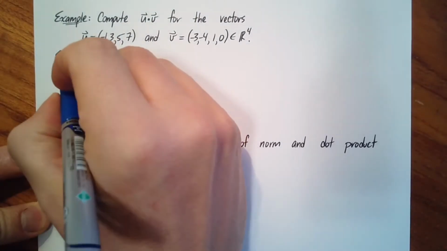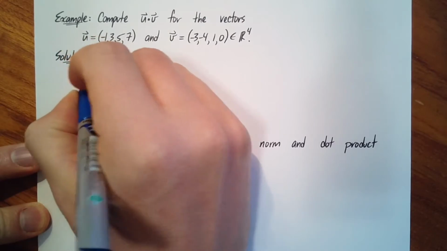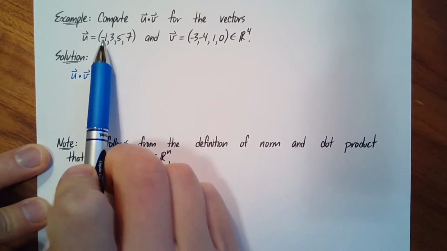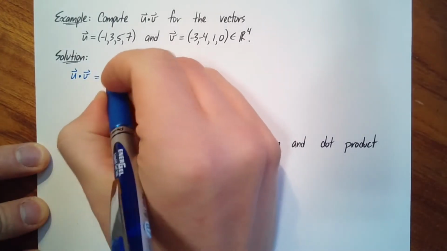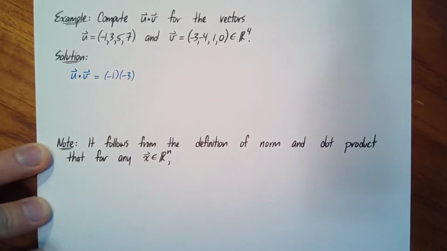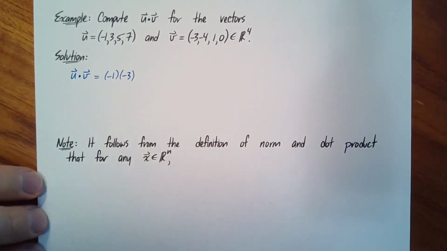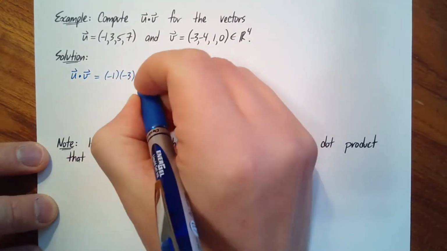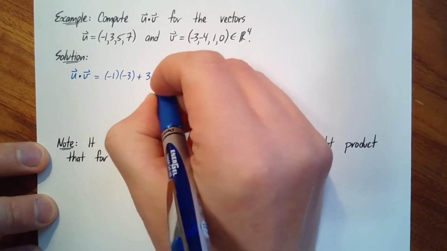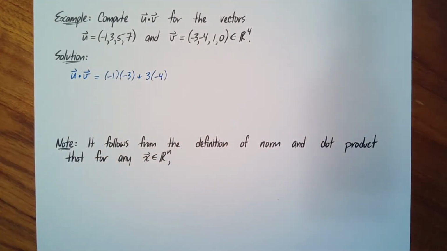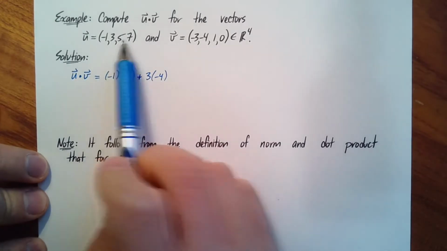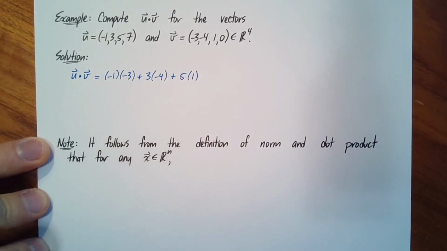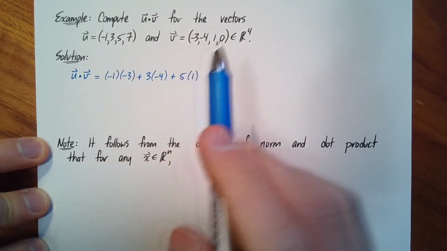So for this example, the dot product of u and v is just going to be, well, -1 times -3. That's the first product. That's like your x1, y1 in the formula of the dot product. Then we're going to take 3 times -4 for our second product. I'll just write 3 times -4 like that. That's kind of like the x2, y2. And then we'll do 5 times 1. And then lastly, 7 times 0.